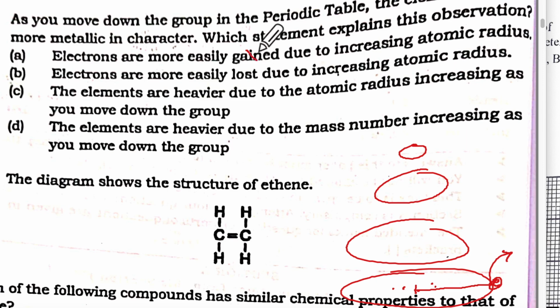Electrons are more easily gained? No. Electrons are more easily lost is correct because of increasing atomic radius. What is the C part saying? Elements are heavier due to atomic radius increasing. No, they are going to be lighter because atomic radius increases, volume becomes more, density becomes less. Elements are heavier due to the mass number increasing down the group, but the most apt is going to be this one.